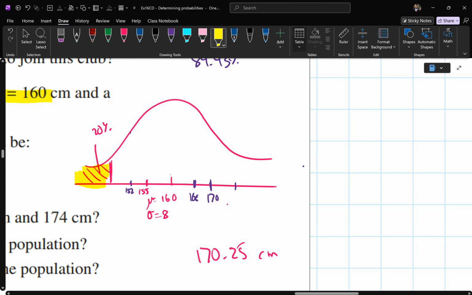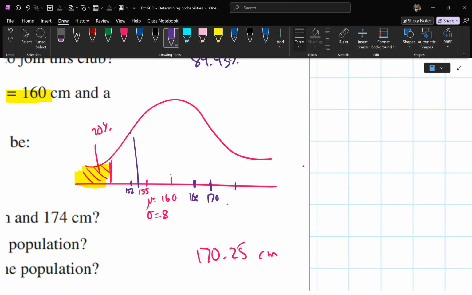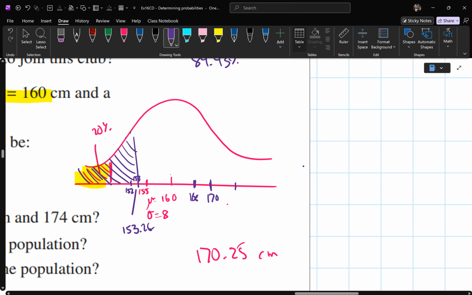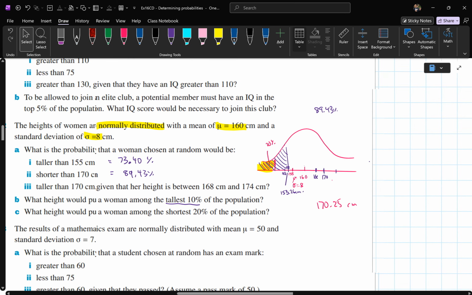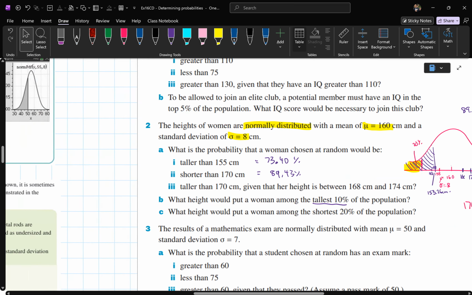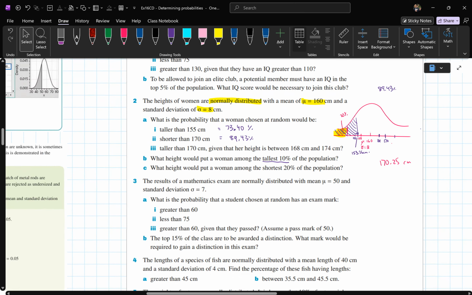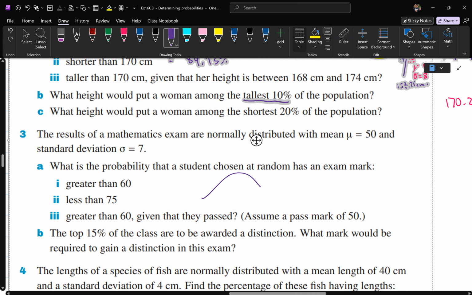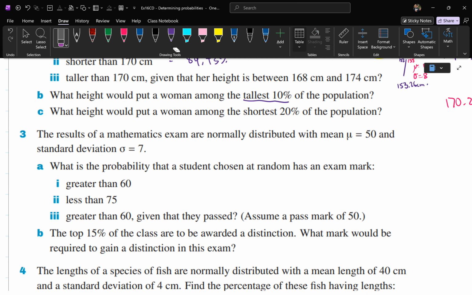That means you need to be at 153, which is somewhere here. To be in that bottom 20%, you need to be 153.26 centimeters. Again, you don't need to know this skill. I was just showing you since I'm here anyway. But let me know if you need more examples there. Can you see how I'm using normal CDF to work out the regions I want?